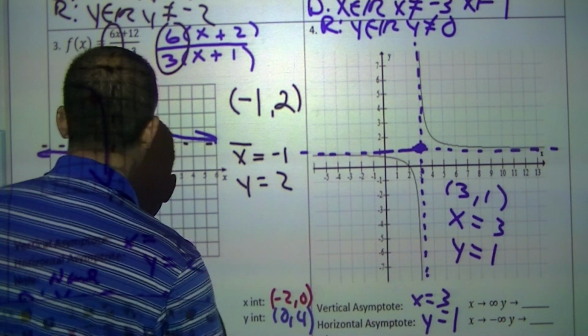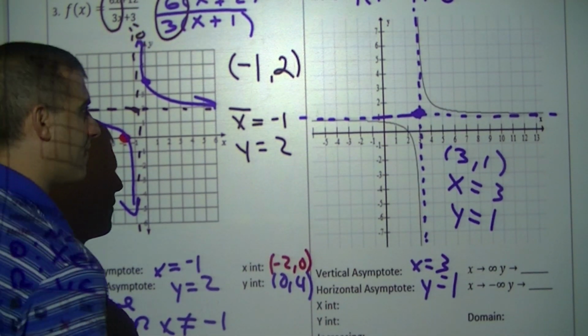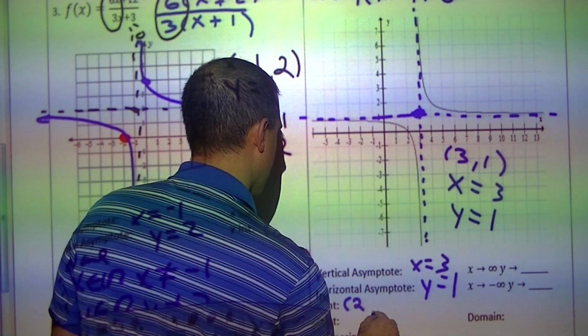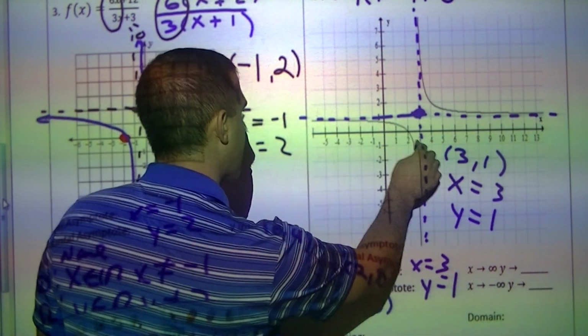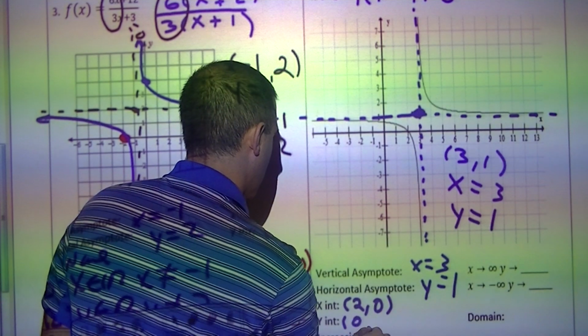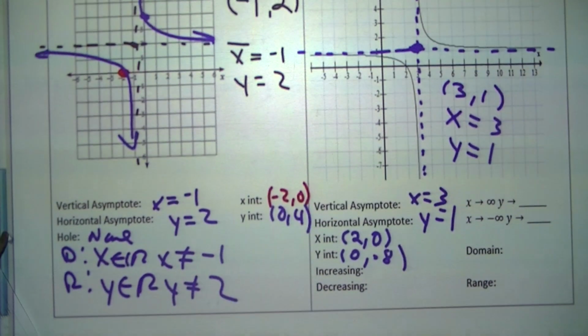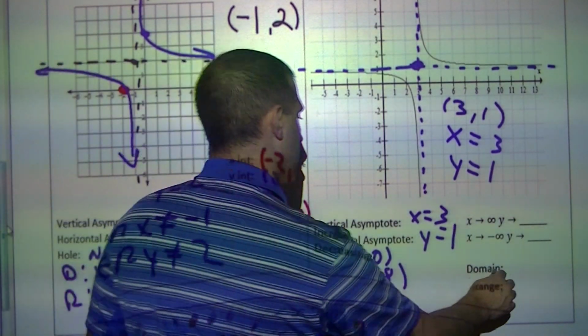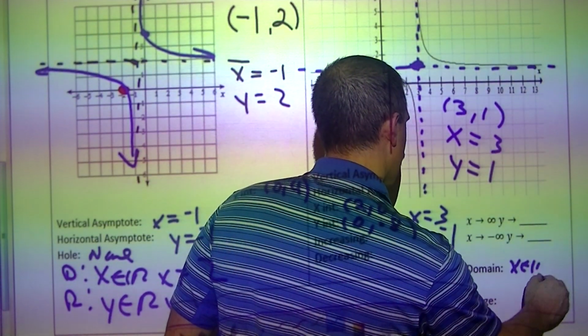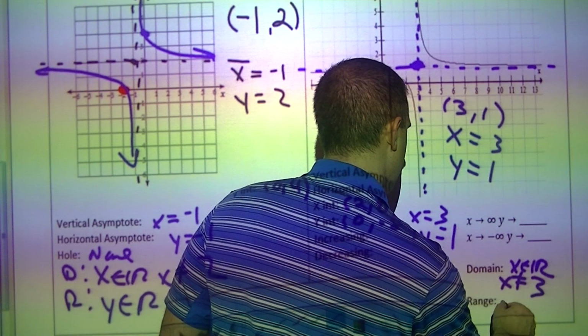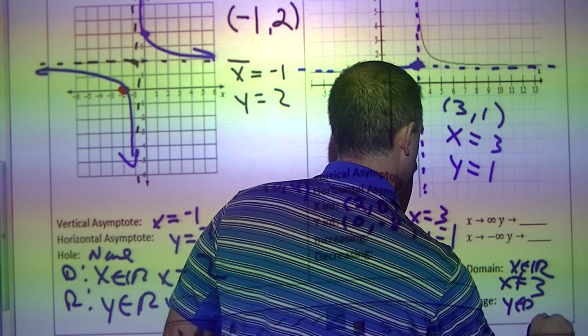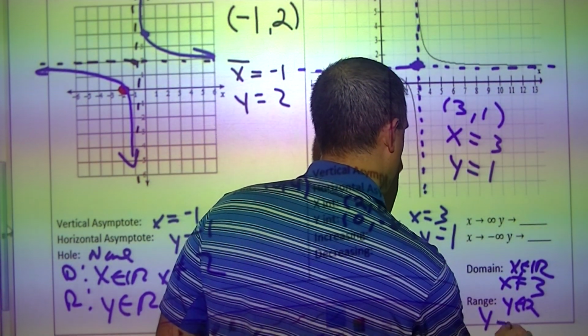The x-intercept here, we can just look at the graph. It's going to be 2, 0. The y-intercept is going to be like 0, I don't know, 0.8 would be a good estimate. To find the domain and range, the domain would be all reals, but x couldn't equal 3. The range would be all reals, but y couldn't equal 1.